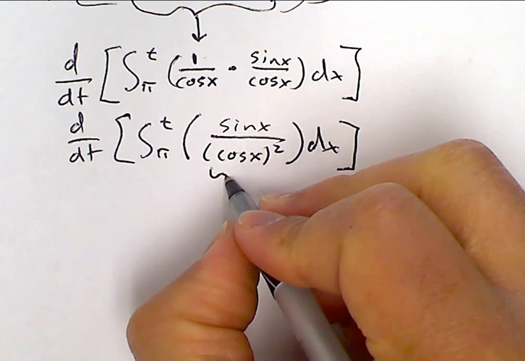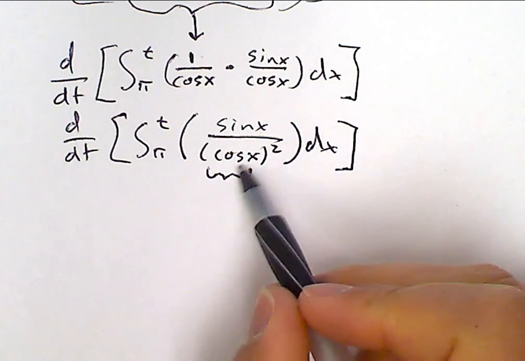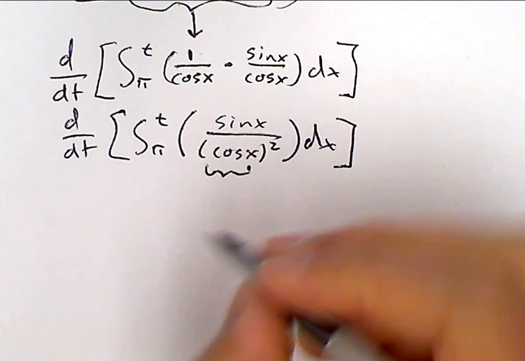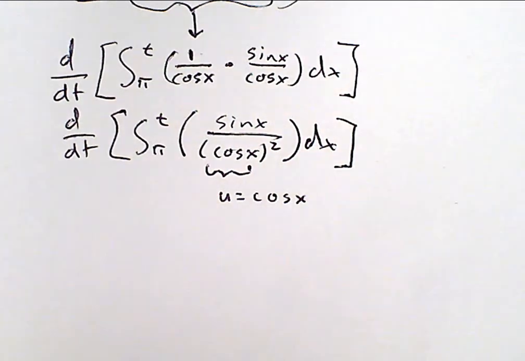All right, now, I do not like cosine squared x. And if you write it as cosine squared x, chances are you'll get confused. And you'll make u equal to cosine squared. U is not equal to cosine squared. U is equal to cosine x. Because what you want u to be is the thing inside the parentheses.